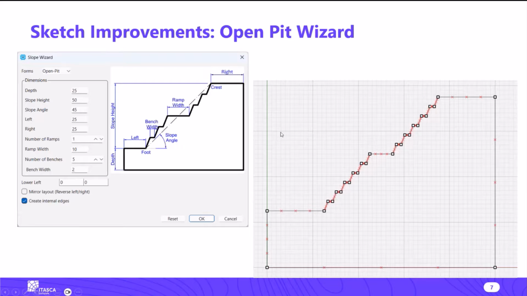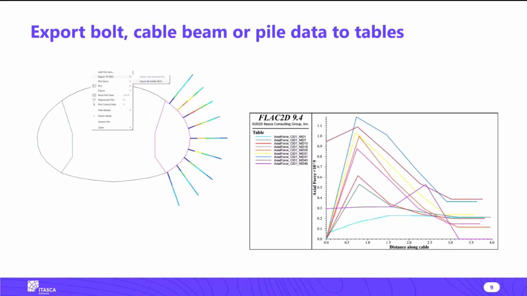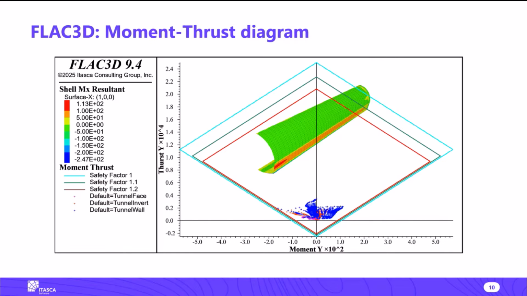The Open Pit Wizard, I showed this already. The Hoek-Brown tool, I showed this already. Exporting structural element data to tables. There's another example of that. One thing I didn't show because I was in FLAC2D is that we have now added the ability to create moment thrust diagrams in FLAC3D. This was available in 2D in previous versions. In 9.4, you can now create these things in 3D as well.